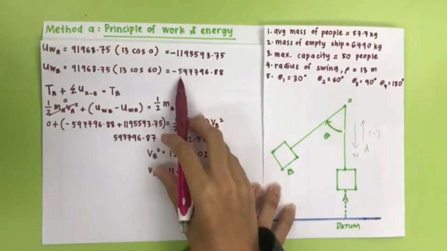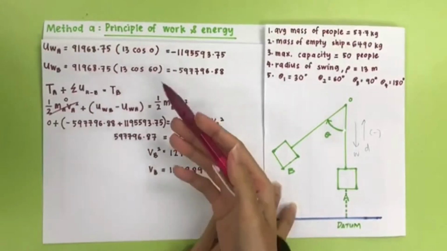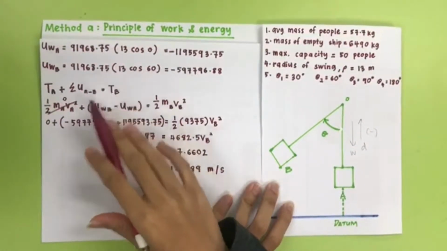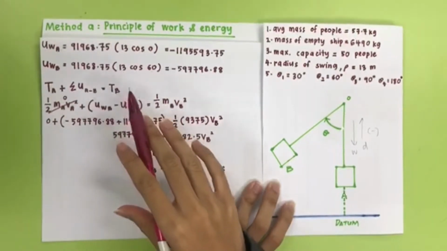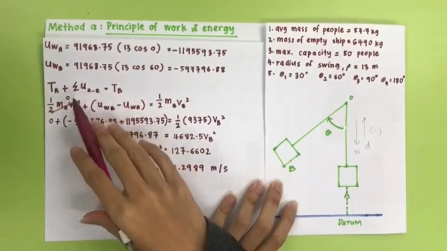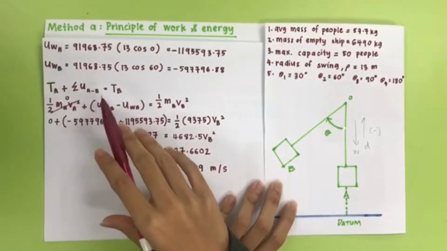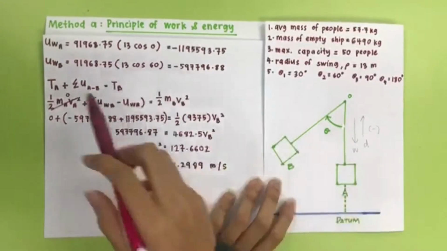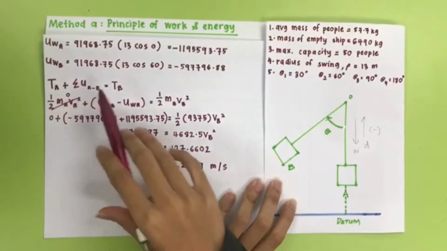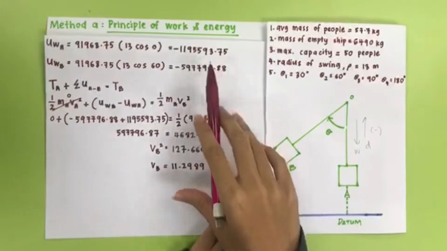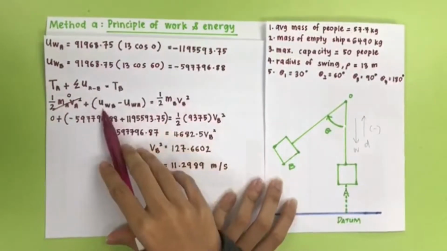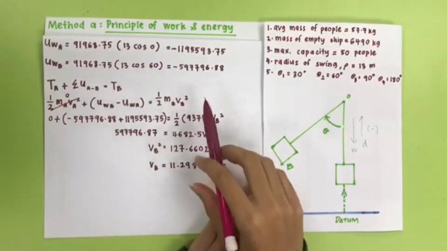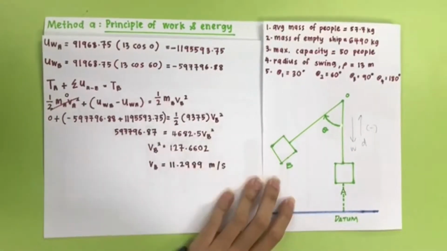Same goes for the work done due to weight at point B. And then we just substitute the values into the formula: TA plus summation U A to B equals TB. TA is the kinetic energy, which is 1/2 mv squared. Since VA, the initial velocity, is 0, TA equals 0. Then we substitute the values of UWA and UWB into the summation of UA to B, and we have to find the velocity at point B.